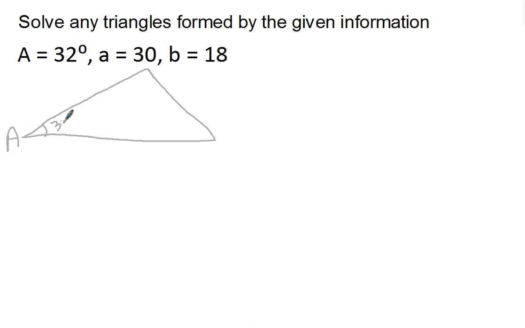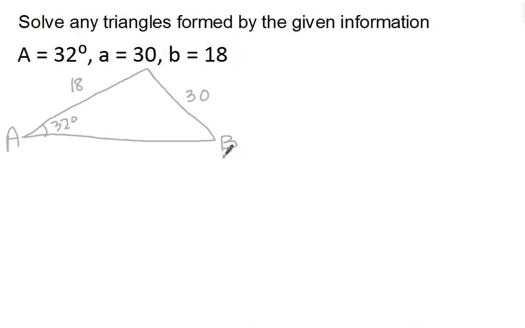A is 32 degrees. That means this is the opposite side A, because the letters are always across from each other. And if we know that B side is 18, that means big angle B must be there.